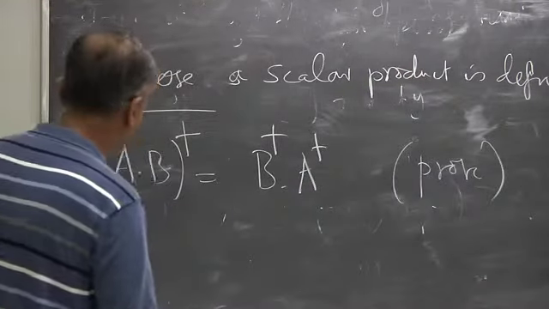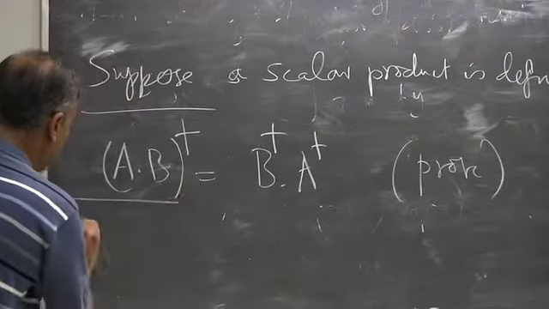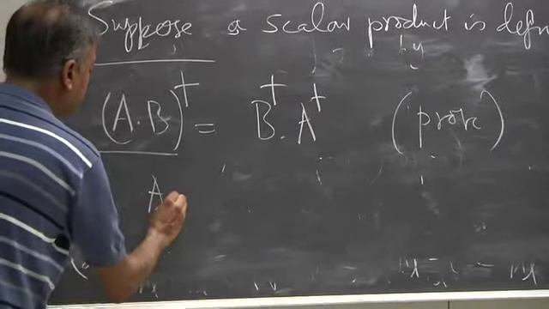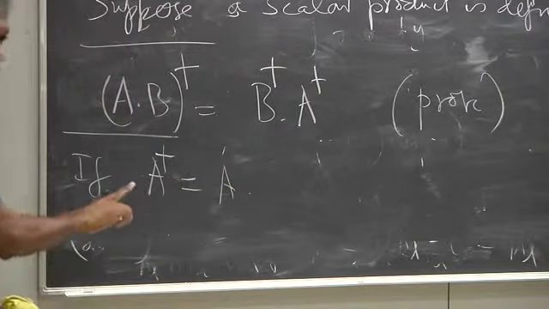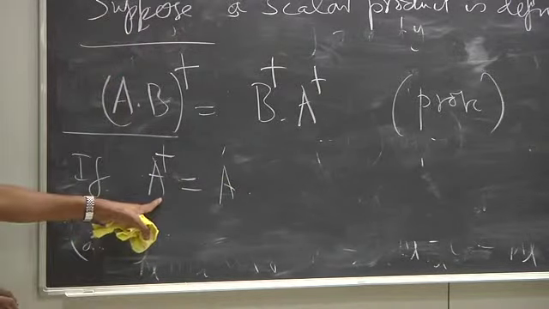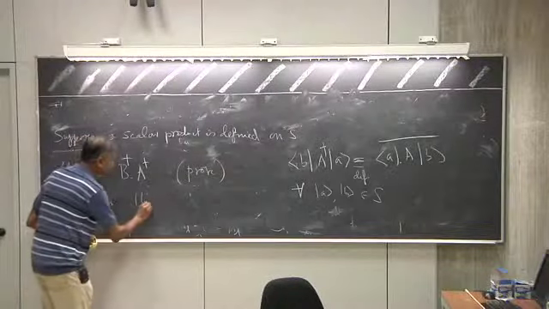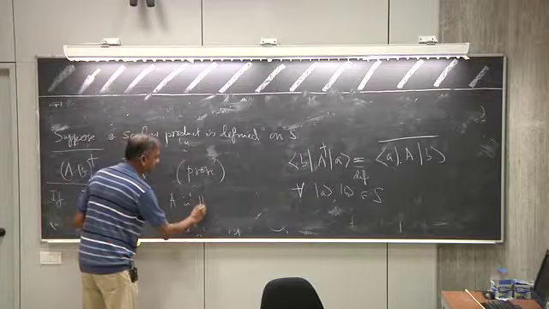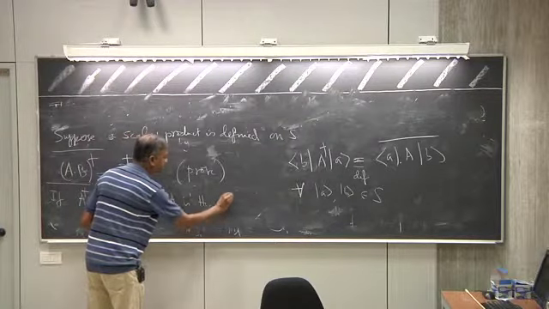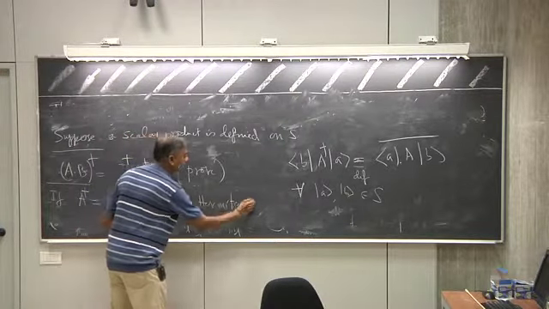Then a further definition. If A dagger happens to be equal to A, which is not always the case, but if that happens, then you say that A is a Hermitian operator.